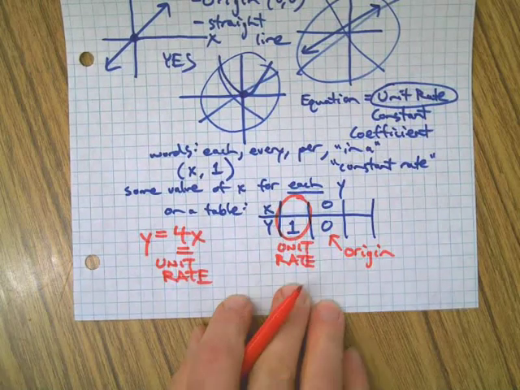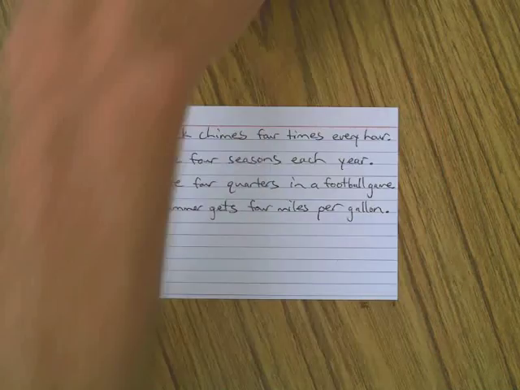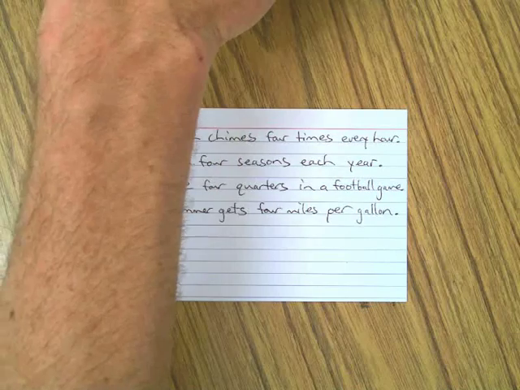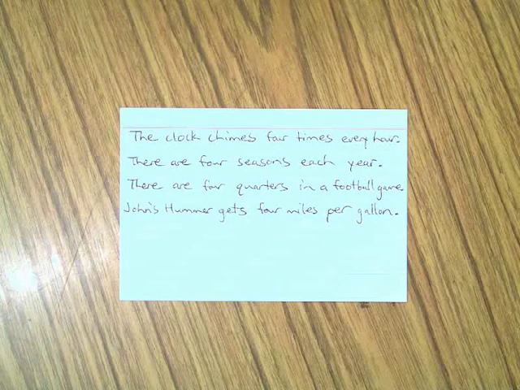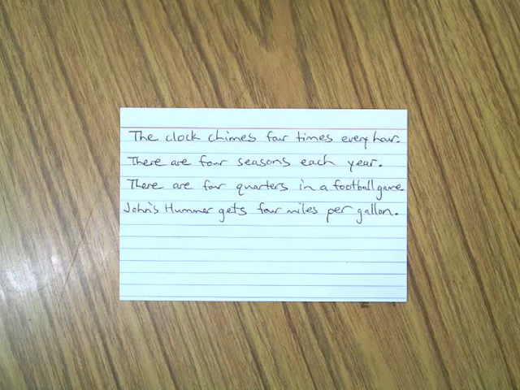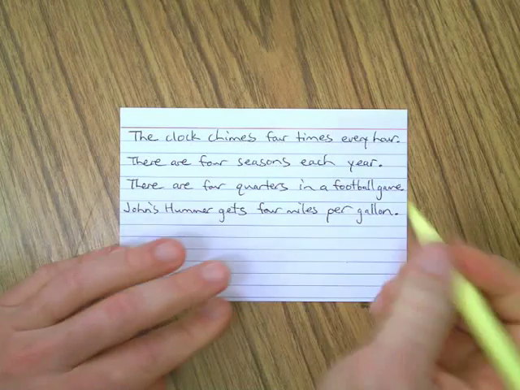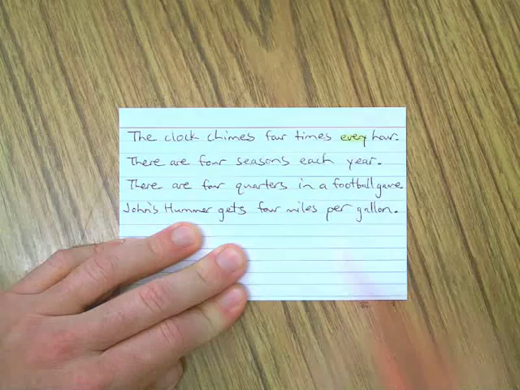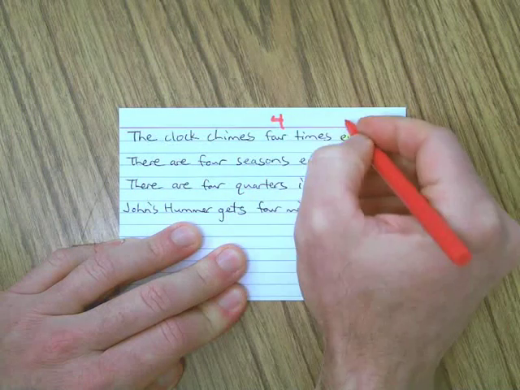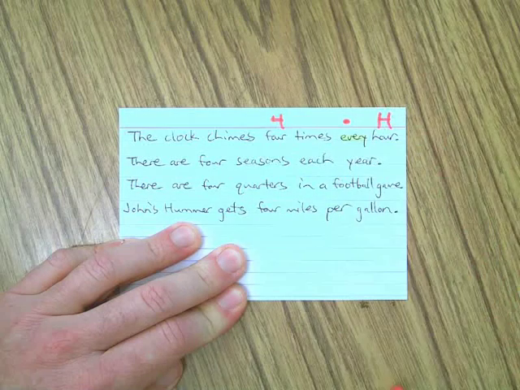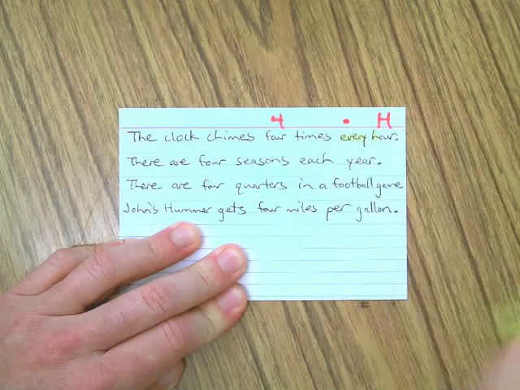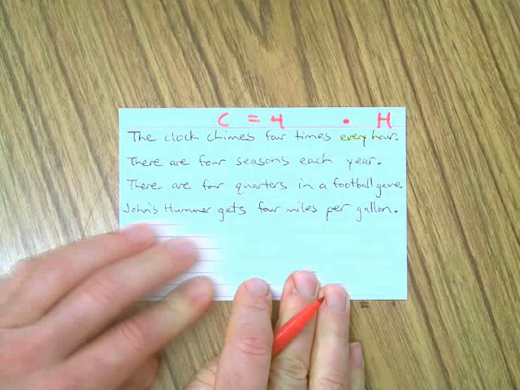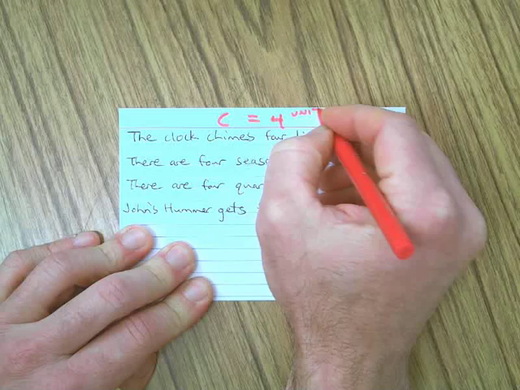So when you're reading a story problem or something like that, let's say you have this going on. Let me show you how to find unit rate just by reading something, because that's going to tell you where to put it in the equation. For example, the clock chimes 4 times every hour. There's the word every. Here's the number 4. Here's the multiplying. There's the H for hour. And we can say the number of chimes. There's an equation, right? And there's the unit rate.